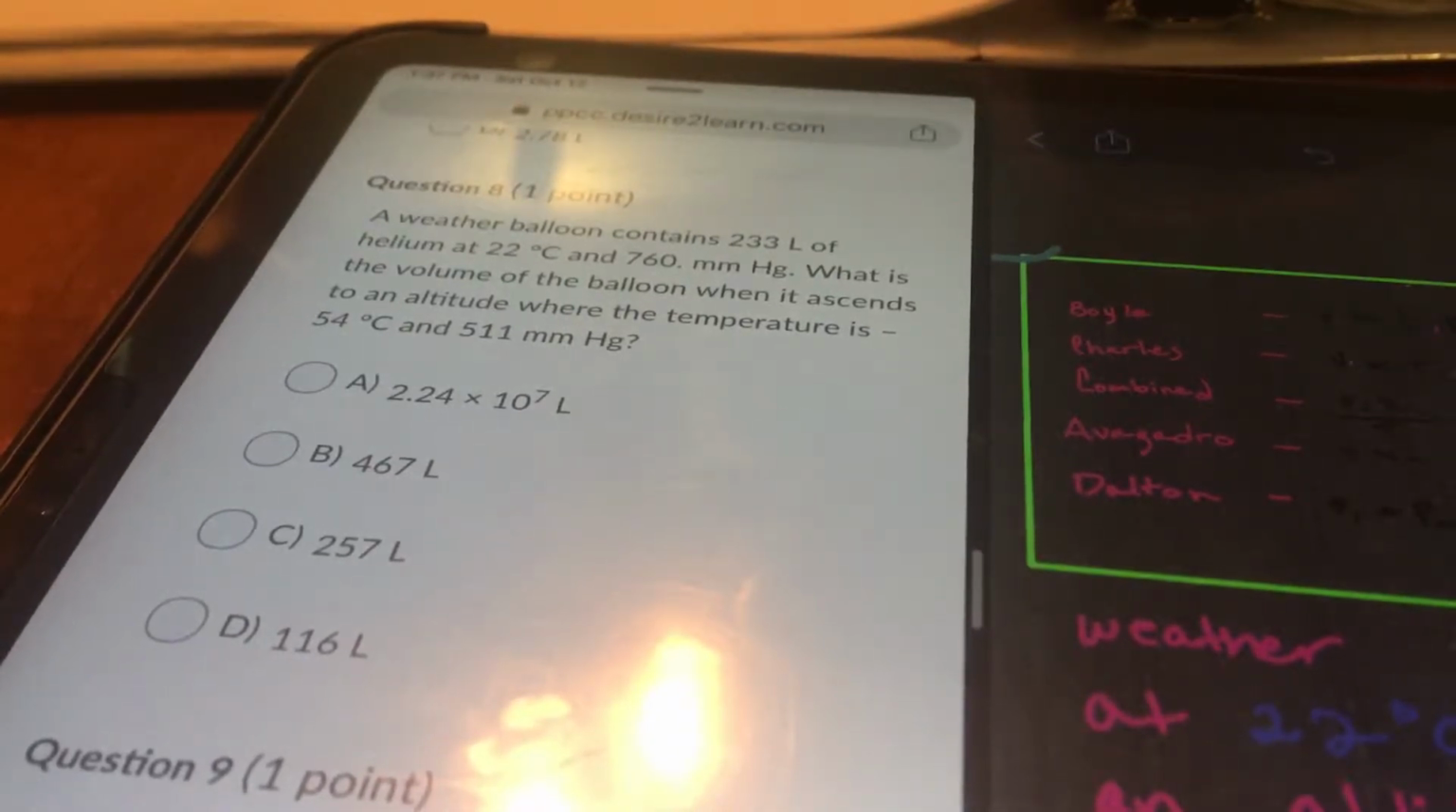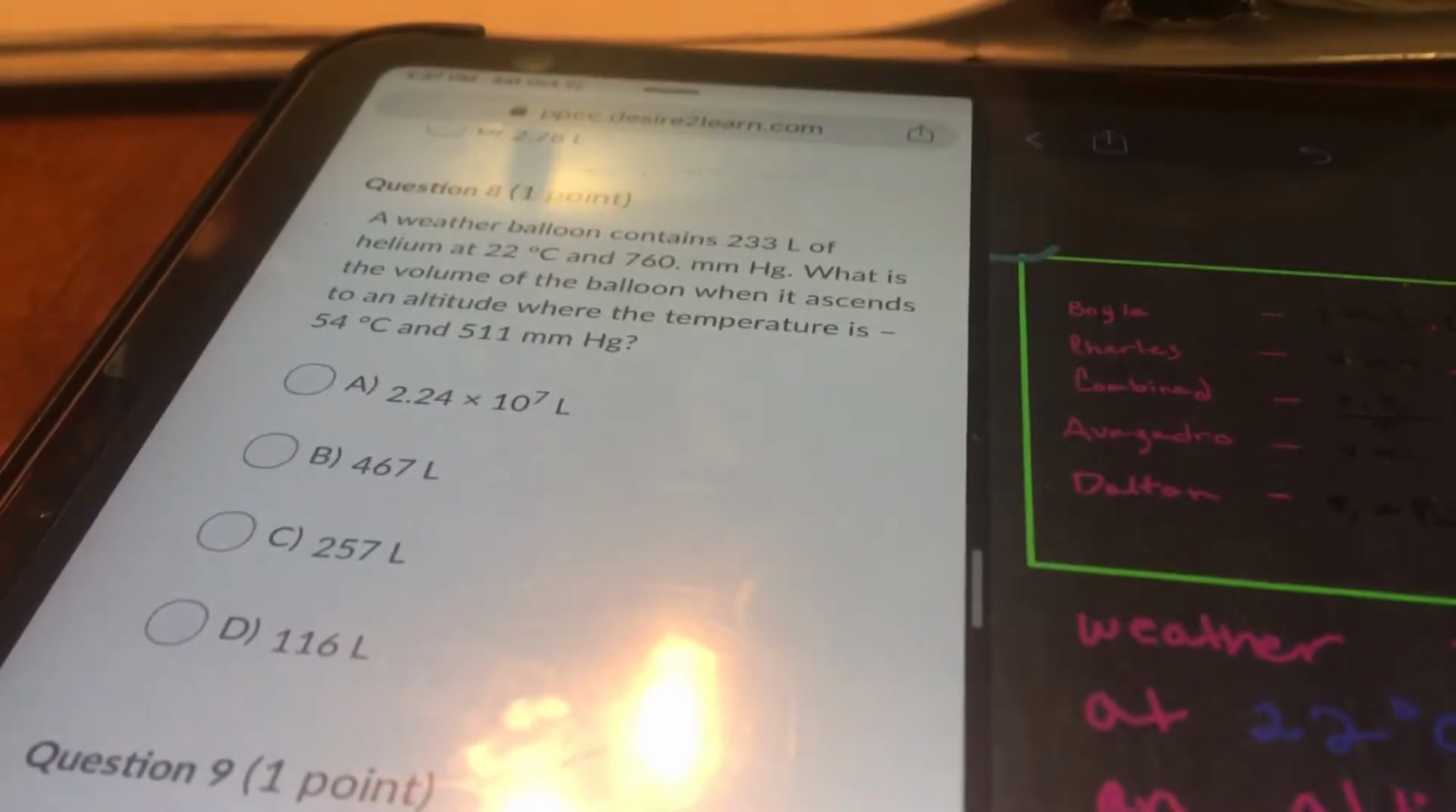Today I'm going over the ideal gas law, the combined gas law, and all the other gas laws that are in the mix when we're figuring out what we need to use. So looking at this, we have volume, atmosphere, and temperature, trying to figure out the new volume of a weather balloon when it ascends.